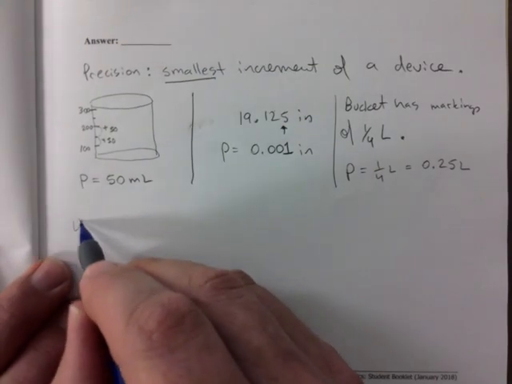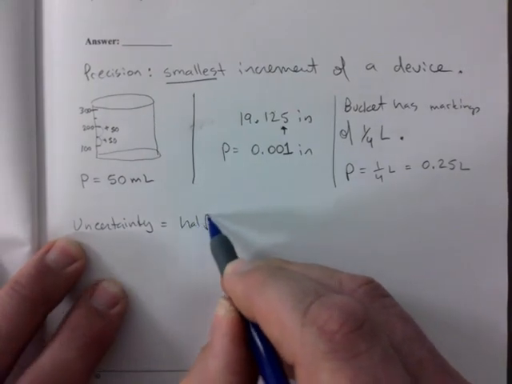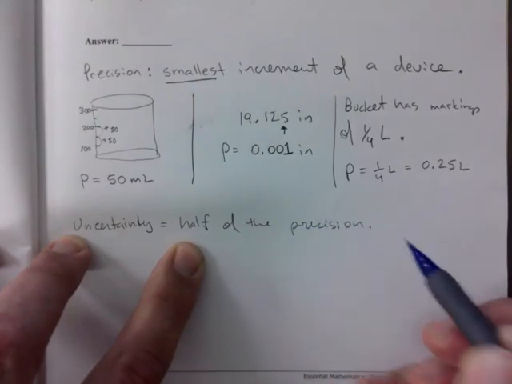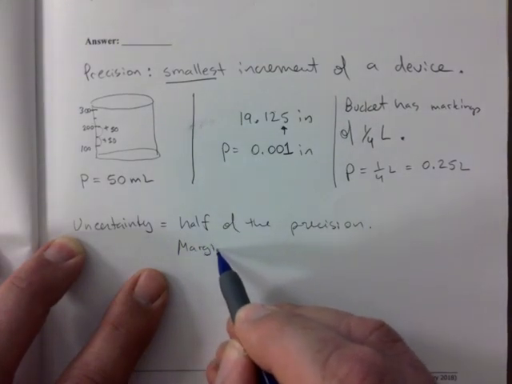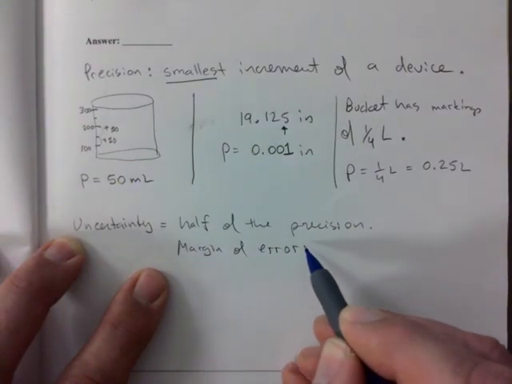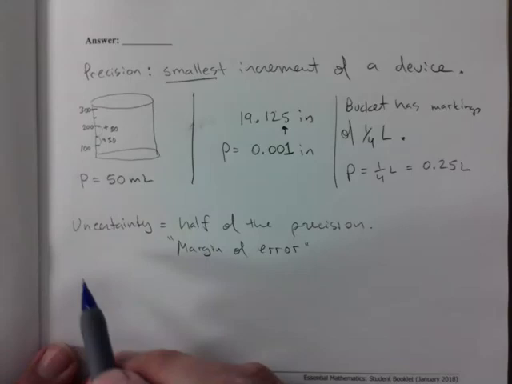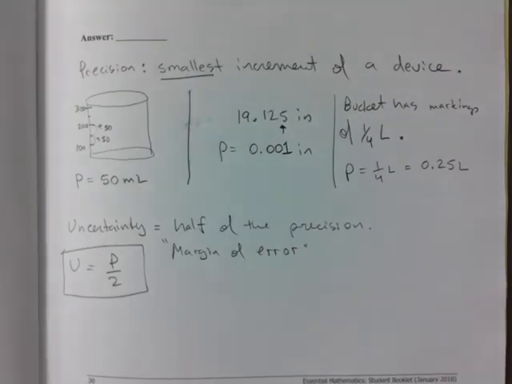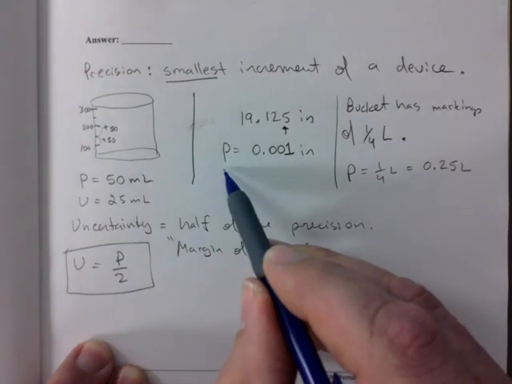What's uncertainty? Half of the precision. What was the other one? Margin of error. It's also known as the margin of error. How much your measurement can possibly be off by. So if you want your uncertainty, you just go precision divided by 2. What's my uncertainty for the first one? 25. What's my uncertainty for this one?